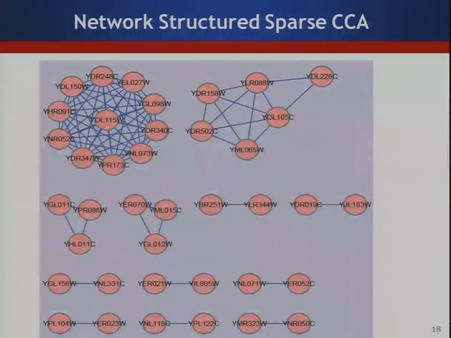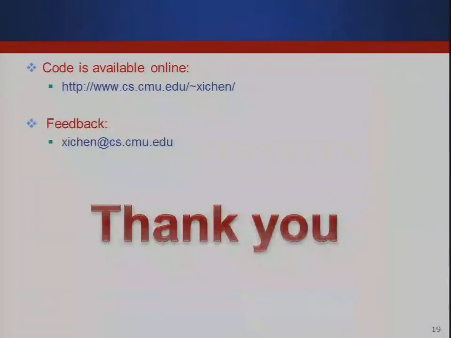Finally, we apply the network structure sparse CCA, and we find these selected genes. We can easily identify these two groups, and we can also do functional enrichment on these two groups, leading to some meaningful biological observation.